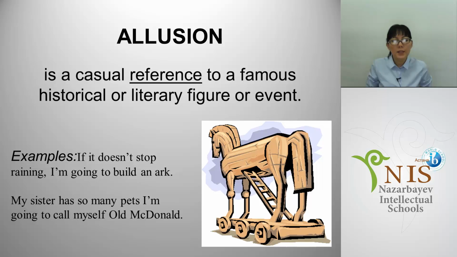Since I have so many pets, I'm going to call myself Old MacDonald. So again, everyone, or almost everyone, knows who MacDonald is, and in this case, there is no necessity to describe anymore what it means. You just recall the memories of the cartoons where MacDonald has lots of dogs, lots of pets, and the same happened with this character. So allusions help us not to describe some events in such detail, but when you mention something or some historical thing like the Trojan horse, you understand the meaning, because some very famous historical events are in the background knowledge of almost every person.